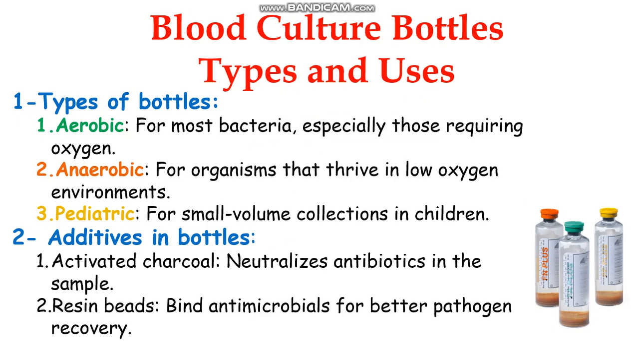Understanding the different types of blood culture bottles and their uses is critical for effective diagnostics. We have three main types of bottles. First, we have the aerobic bottles, which are used to recover bacteria that require oxygen to grow. Second, we have the anaerobic bottles, which are designed for organisms that thrive in low oxygen environments. Third, we have the pediatric bottles, which are for small volume collections in children.